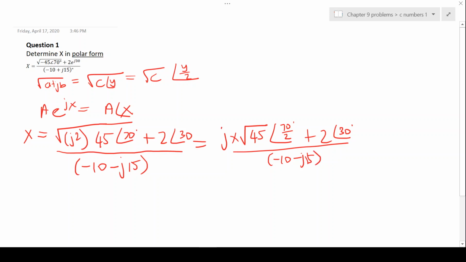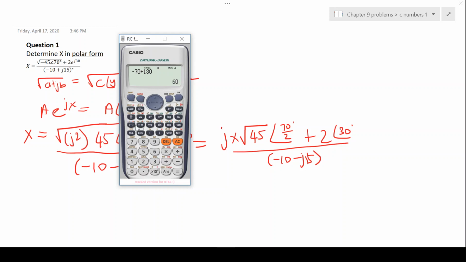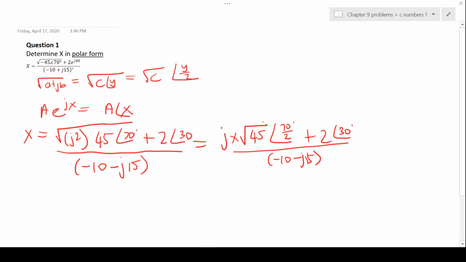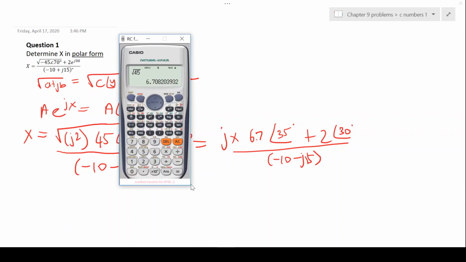Right, so the root of 45 gives us 6.7, and the angle 70 divided by 2 will be angle 35. Right, so we can plug that whole expression into the calculator.